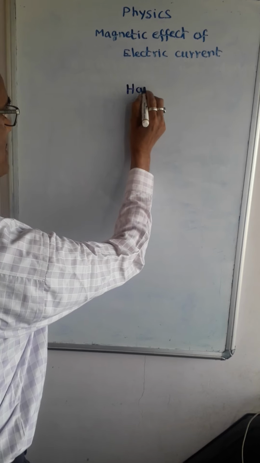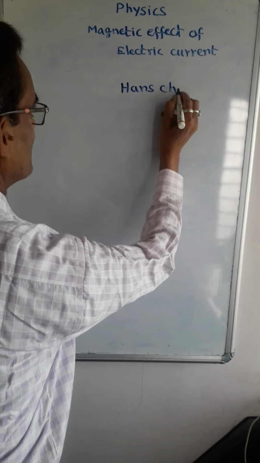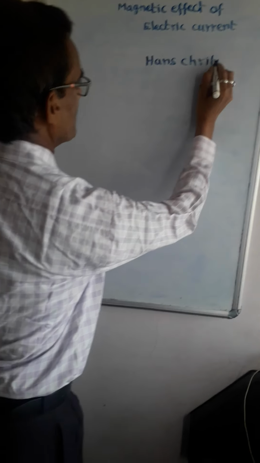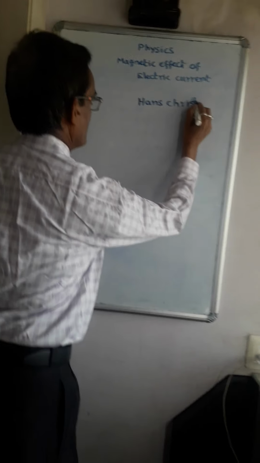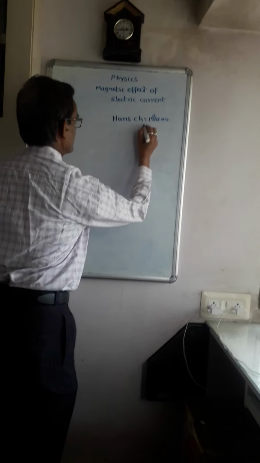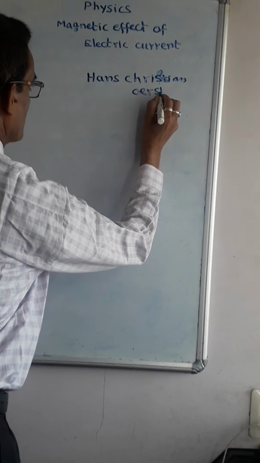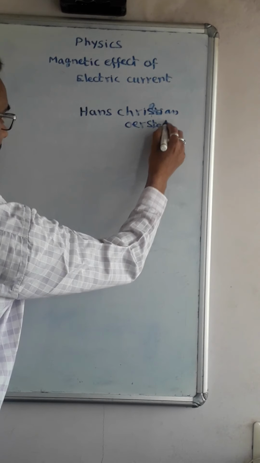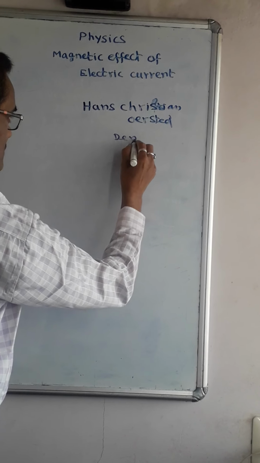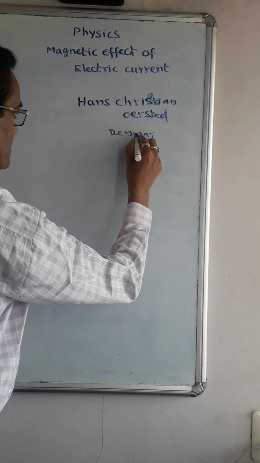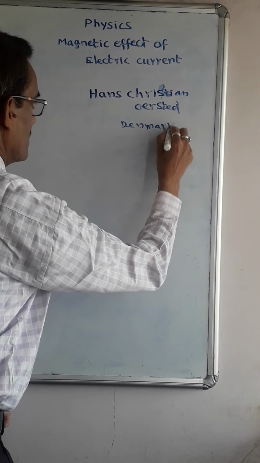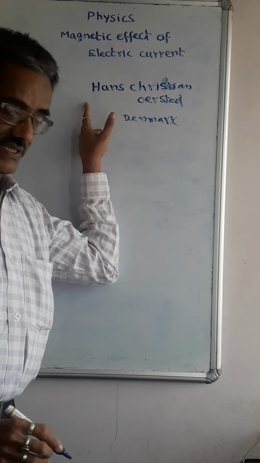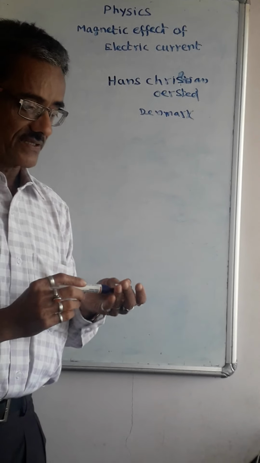This was found out by Hans Christian Ørsted. Okay, I am writing the name of the scientist. His name is Hans Christian Ørsted. He is from Denmark. What he said is, whenever current is flowing, it produces a magnetic field.